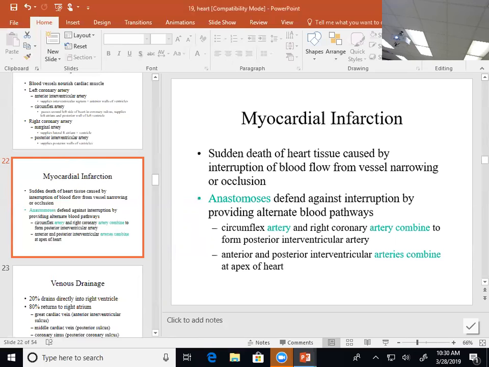So myocardial infarction. Infarction just means a sudden loss of blood supply. Isn't that what that means? And that's anywhere. Anytime you hear that term, that could be to any tissue, but now we're talking about the heart, the myocardium. So an MI is what people call a heart attack.